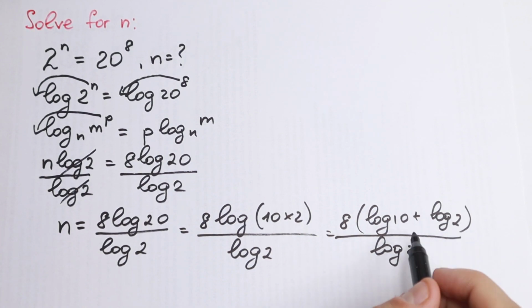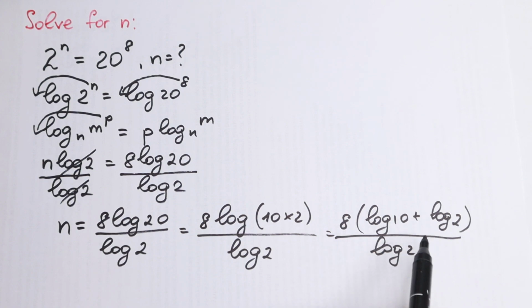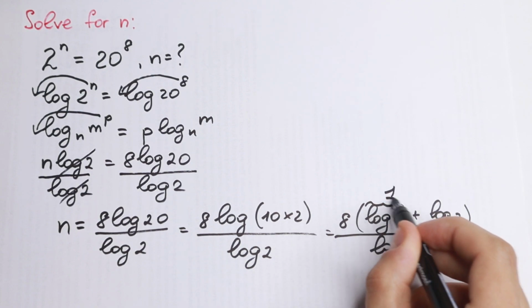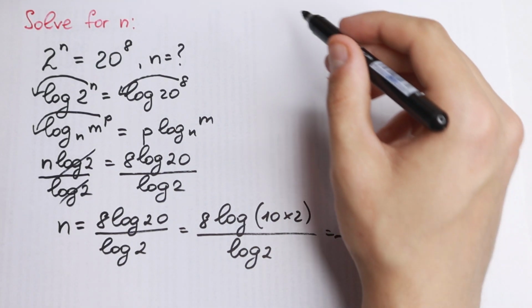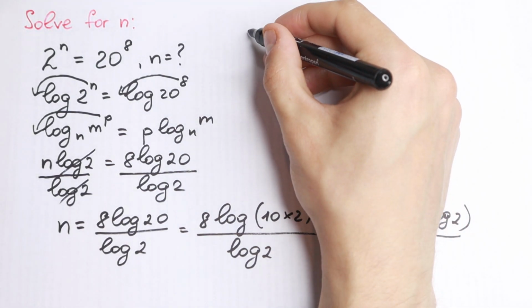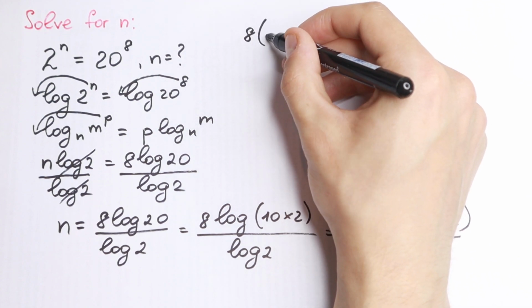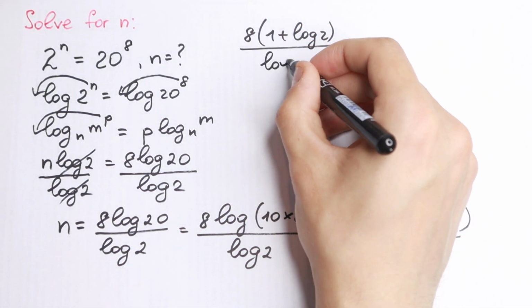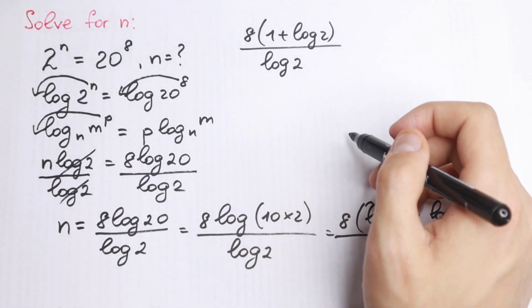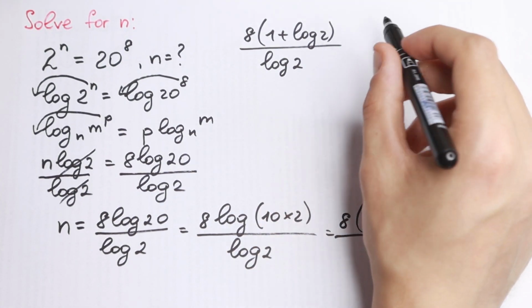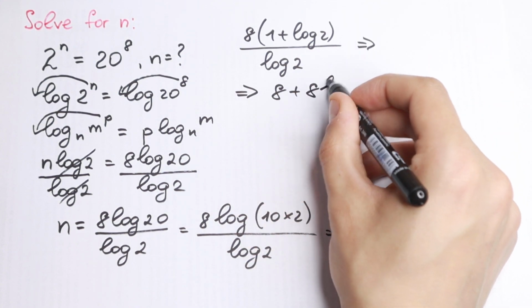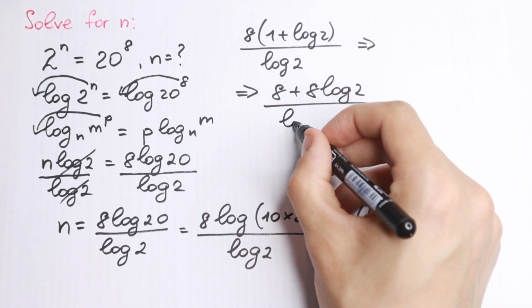Take a look. Right here we have a sum, so we can easily multiply this 8 by this sum, and we will find our answer, because take a look closely. Log 10 base 10 is equal to 1. So I go right here on the top and I rewrite this. So 8 in parentheses will have 1 plus log 2, divided by log 2. I just rewrite this on the top, because right now we can easily multiply this 8 by this parentheses. What will we have? We will have 8 plus 8 log 2 over log 2.